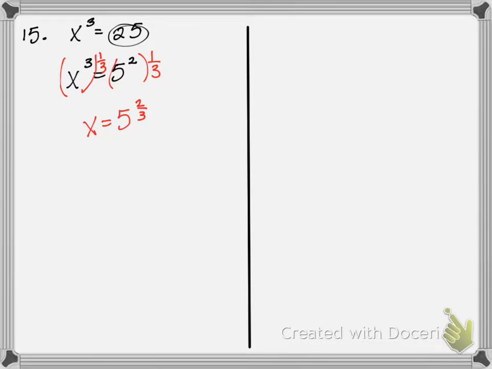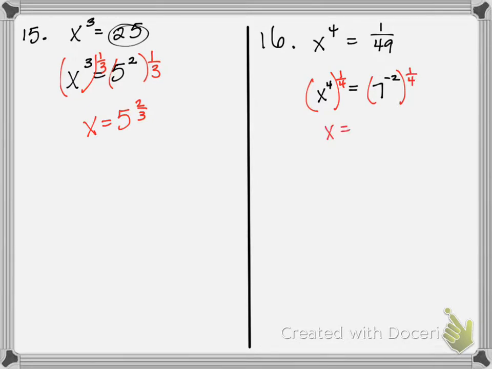For number 16, same directions, x to the 4th equals 1 over 49. Now, you guys like to do this one too. The square root of 49 is 7, so I know it'll be a 7 squared, but since it's a fraction, that means I have to the negative 2. So x to the 4th equals 7 to the negative 2. My reciprocal exponent is 1/4. So x equals 7 to the negative 2 over 4, which simplifies to 7 to the negative 1 over 2 for the final answer on number 16.